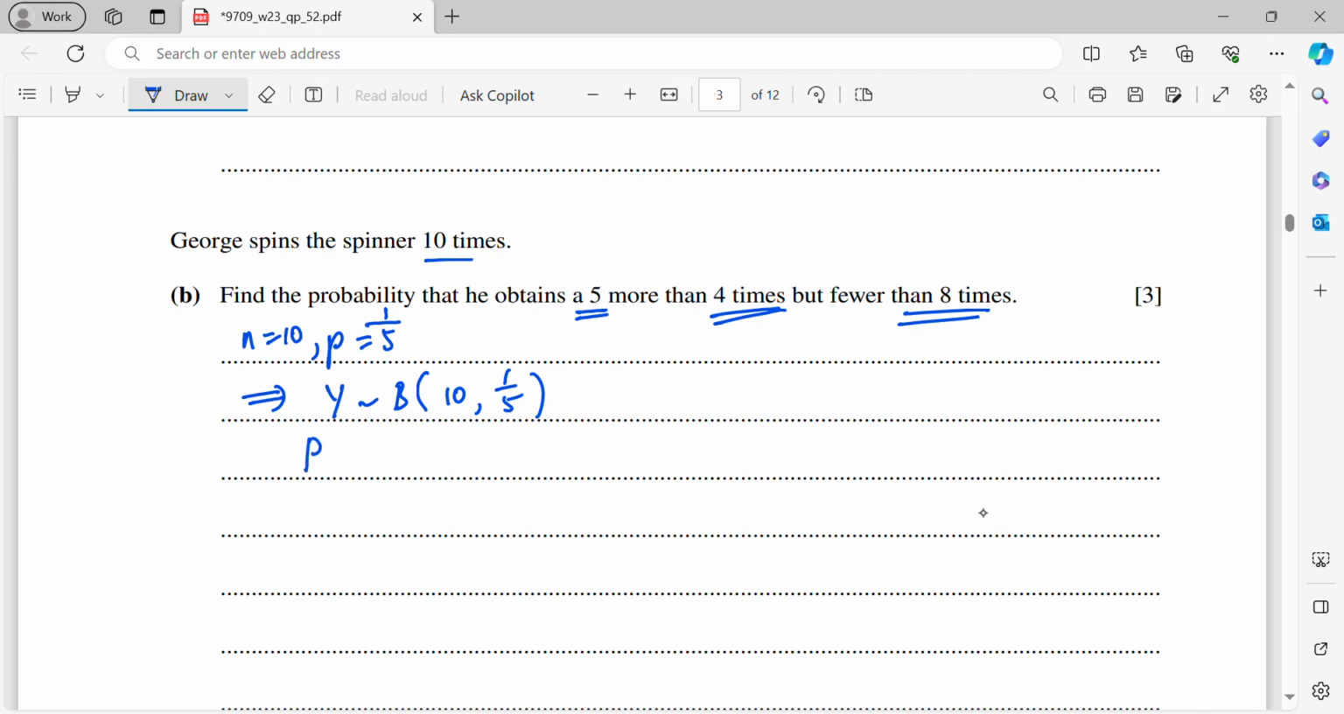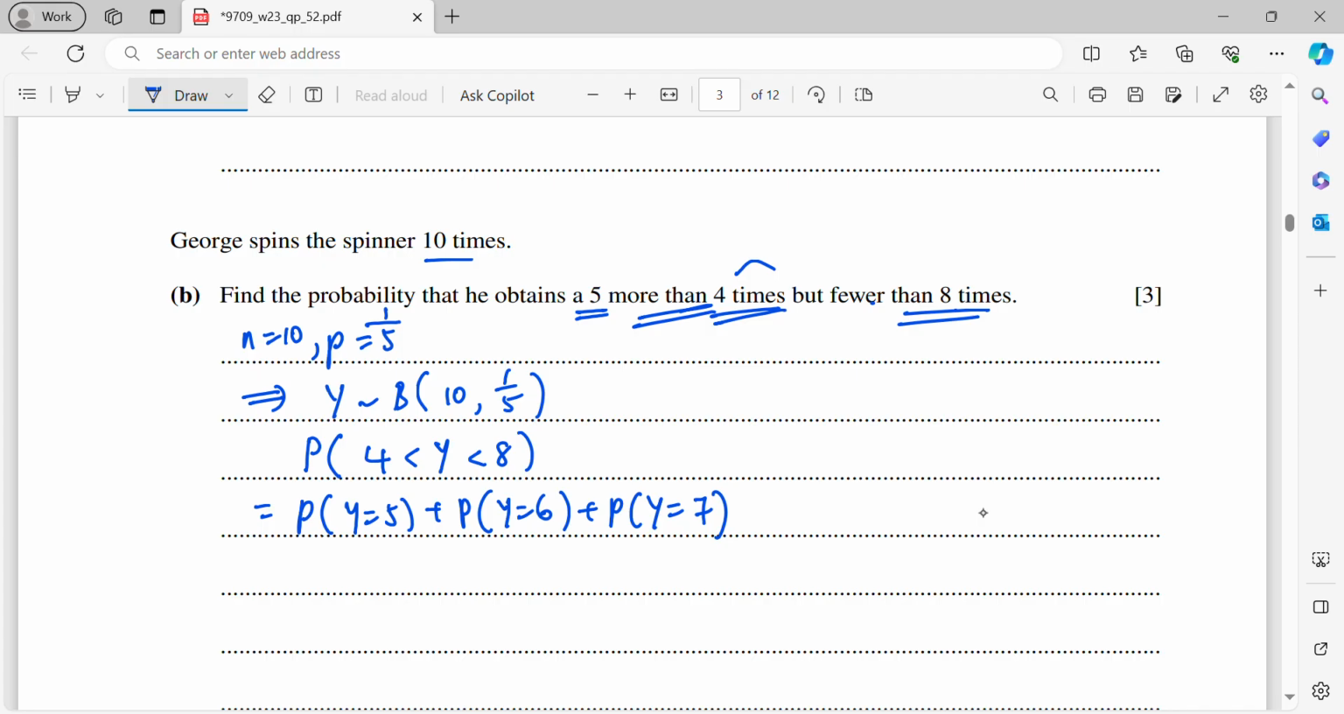Then from here, you need to count the probability that he obtains more than 4 times, but less than 8 times. Okay, so then from here, I will say that it is Y equals 5 because it's more than 4. So it will be 5, 6, plus P(Y = 7) because it's less than 8. Alright, so now we use the binomial distribution formula, which is X is B(n, p). Your probability of X equals r equals nCr p^r q^(n−r).